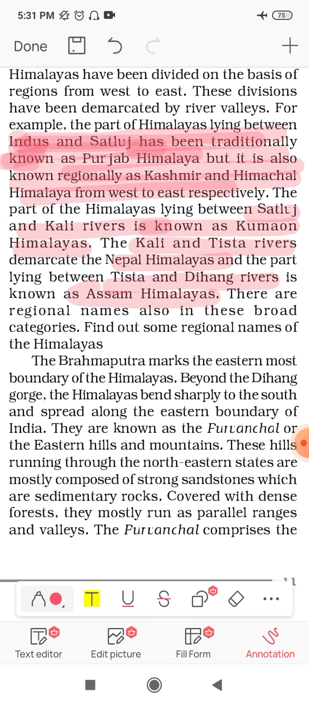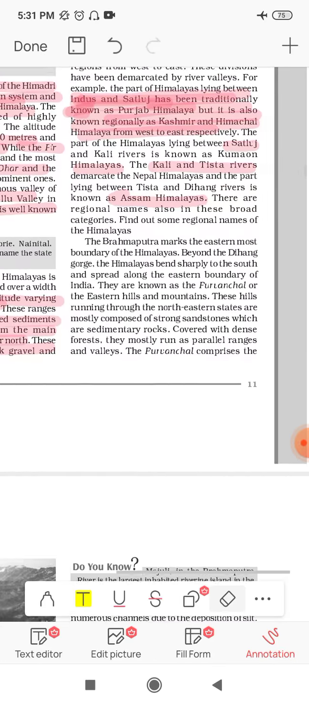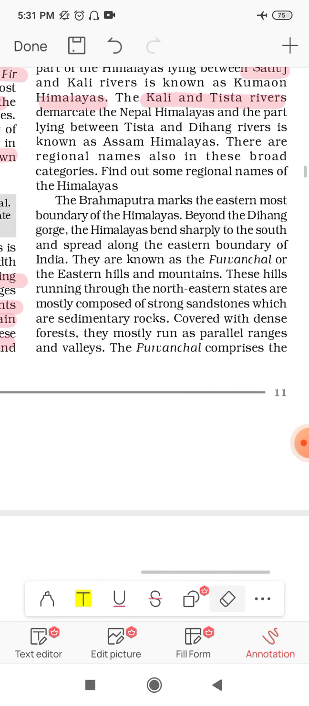So you have seen, according to river valley wise, we have some divisions of Himalaya. The western part in between Indus and Satluj river is known as Punjab Himalaya. Then we have Satluj and Kali river, Kumaon Himalaya. Then we have Nepal Himalaya in between Kali and Tista, and lastly in between Tista river and Dihang river we have Assam Himalaya. So these are the Himalayan mountain divisions according to river valley.